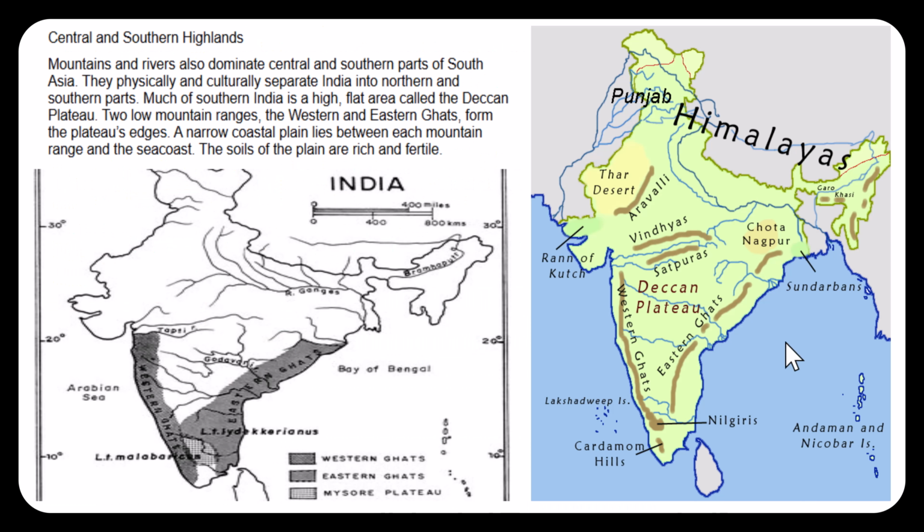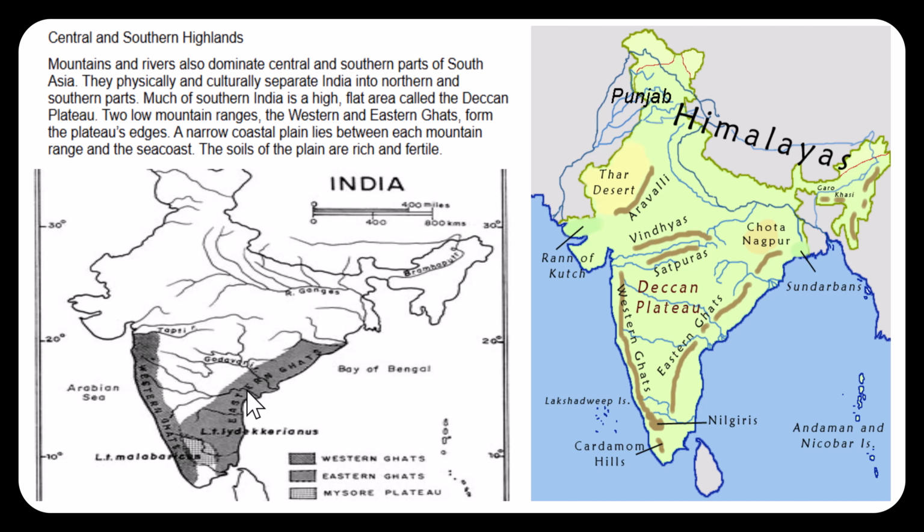So let's move on to this next slide. Central and Southern Highlands. Mountains and rivers also dominate central and southern parts of South Asia. They physically and culturally separate India into northern and southern parts. Much of southern India is a high, flat area called the Deccan Plateau. Two low mountain ranges, the Western and Eastern Ghats, form the plateau's edge, and you can see that pictured here, the Western Ghats and the Eastern Ghats.